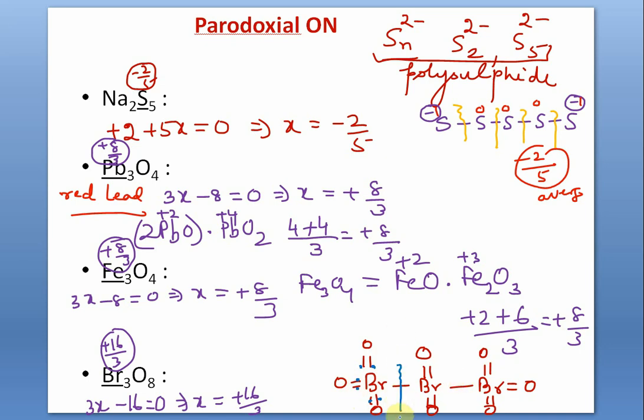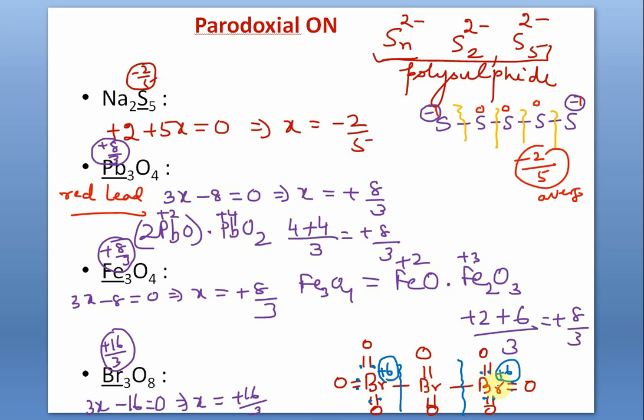This will be homolytic cleavage. So 2 plus 2 plus 2, this will be plus 6. Similarly, this will be plus 6. Same. These two, these two, these two, 6. And this is homolytic cleavage. And what about the middle one?